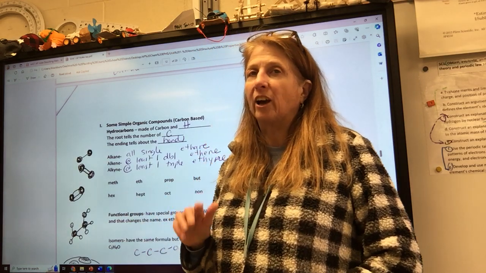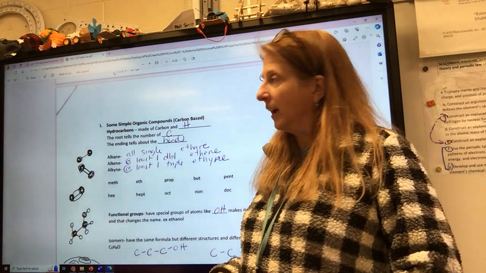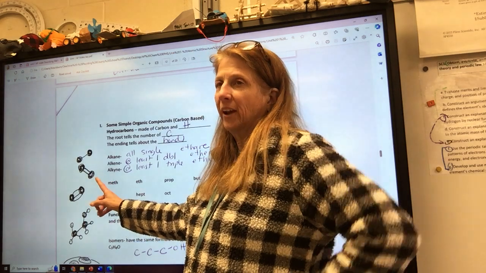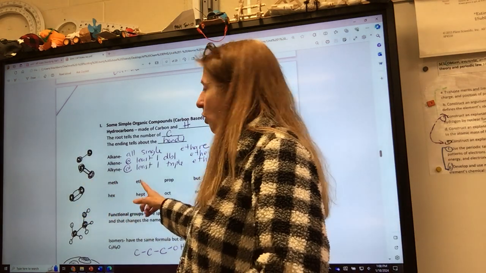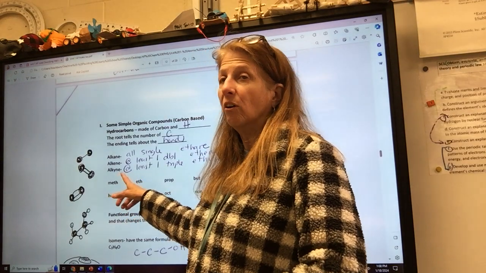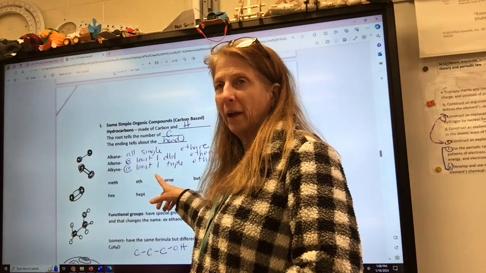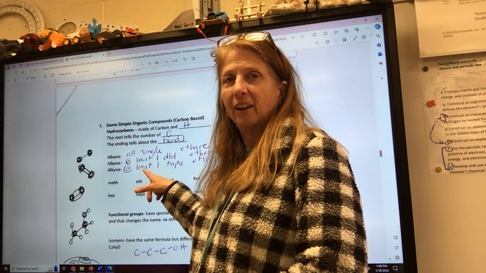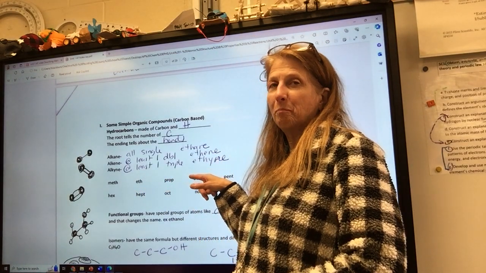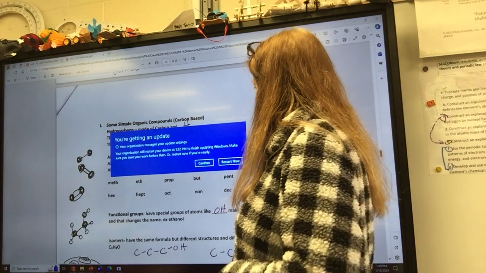We just talked about how to count in prefixes. It's different for organic. If there's 1 carbon, it's meth, like methane. You've heard of methane, right? If there's 2 carbons, it's eth, like maybe you've heard of ethanol. 3 is prop, like propane. You've heard of propane and propane accessories, right? 4 is but. It's butane. You've heard of butane lighters, right? Like Bic.